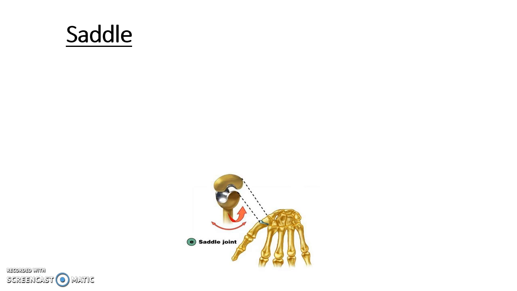The saddle joint is a shaped joint with articular surfaces that are convex in one direction and concave in another. This moves in all directions except axial rotation.